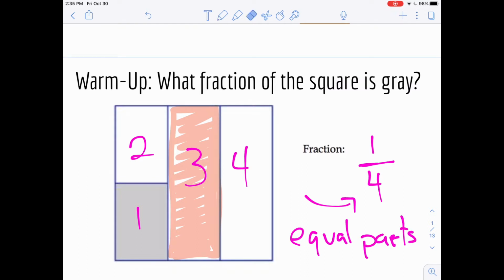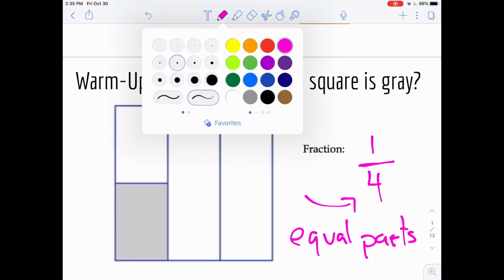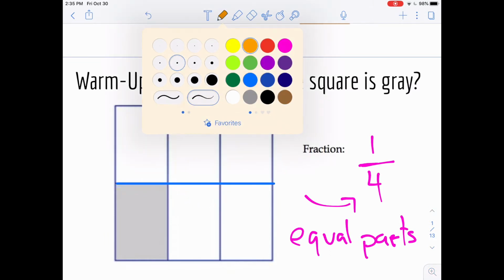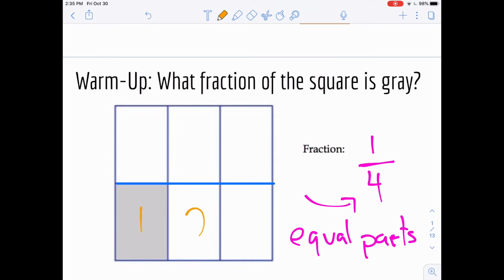Right? So I'm going to erase this, and instead I'm going to grab my pencil tool and extend this line here all the way across, maybe move it up just a little bit so it matches. And now I can see that I have parts that are the same size. I have 1, 2, 3, 4, 5, 6 equal parts. So the denominator is really 6. So this fraction was 1/6. Let's do that again.